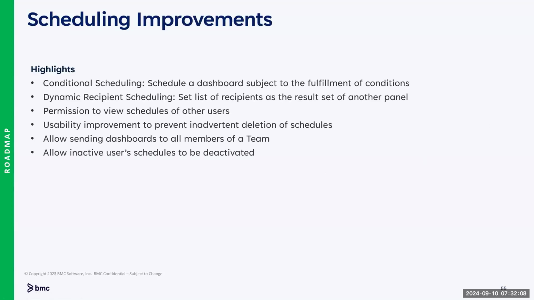We've got some exciting scheduling improvements on the roadmap. Conditional scheduling is about scheduling a dashboard only if certain conditions are fulfilled. For example, if the dashboard is blank, do not schedule the report. If you do this, the schedule is executed, but it's sent to users only if there's data in the report.